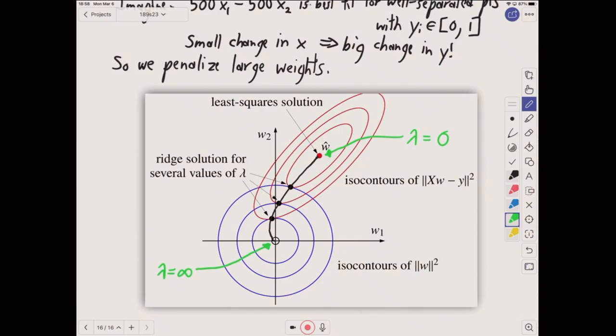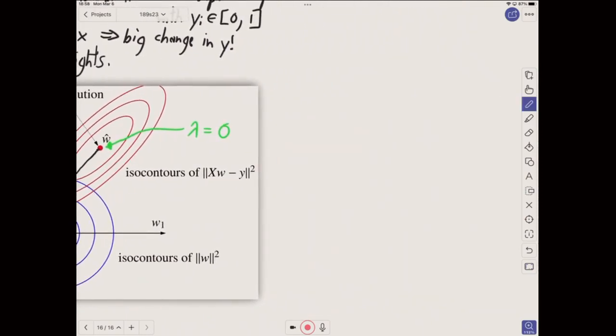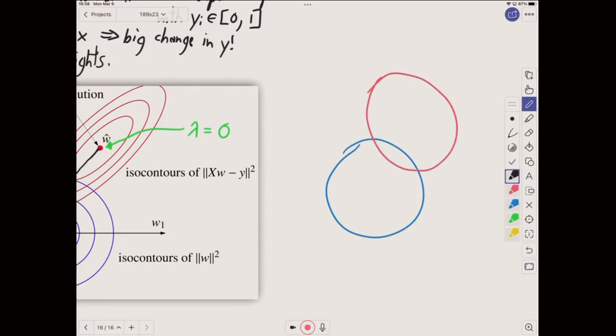Yeah, question? Could you explain why the solution to the overall objective function is the point in which the 2 curves are tangent to one another? Why is it that the solution is where the 2 curves are tangent to each other? Suppose I were to pick a point where the curves are not tangent to each other, and I tell you that is the minimum for some value of lambda of my cost function. Can you see why I'm lying?